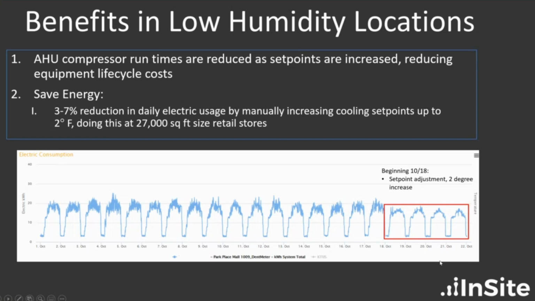That is how we're going to make use of enthalpy-based reset controls to improve occupant comfort and optimize operations under dynamic conditions. Thanks.